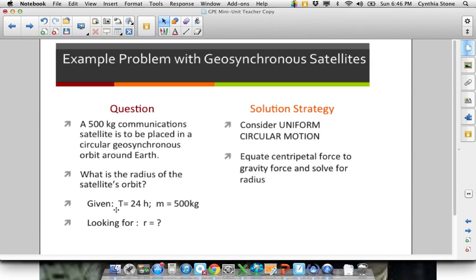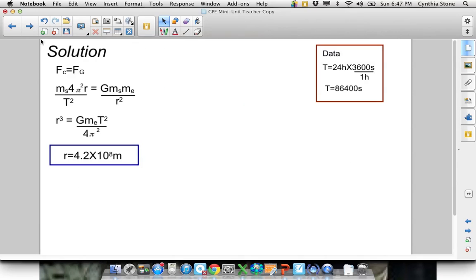If you haven't thought this through yet, you will see this will lead to a common answer. All geosynchronous satellites orbit at the same radius. And we'll see, because mass is going to cancel. Gravity and centripetal, they both have mass in them. They're both going to cancel. This 500 means nothing. But let's go through the process and solve.